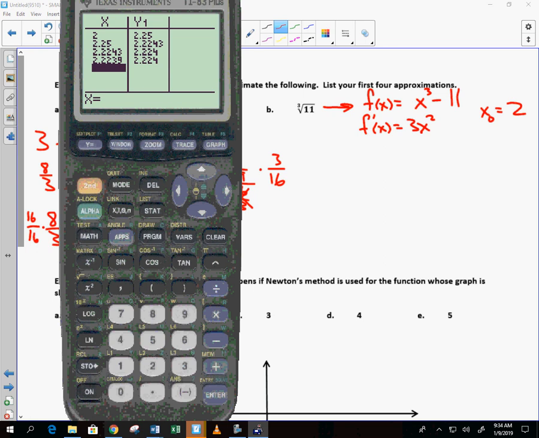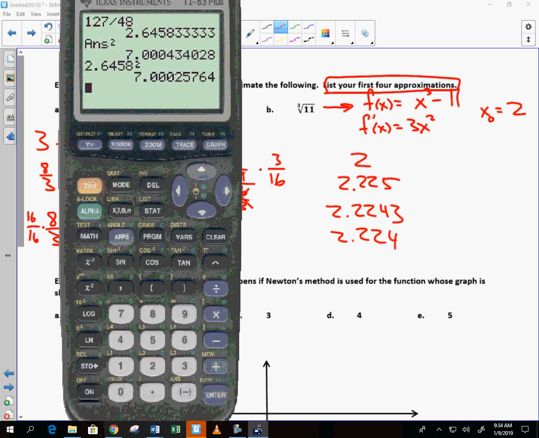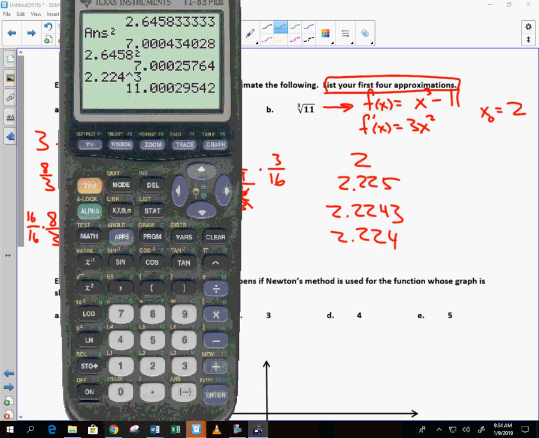So it says, list your 4 approximations. Well, my 4 approximations are 2, 2.225, 2.2243, and 2.224. That means if I take the value 2.224 and I raise it to the 3rd power, I get 11.00029. So I'm arguing that Newton's method of doing this is extremely accurate.